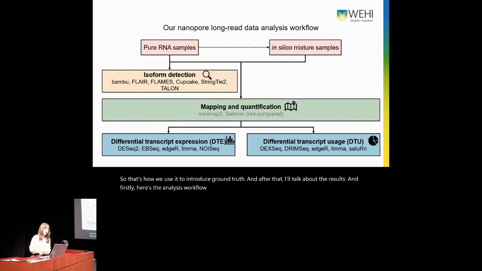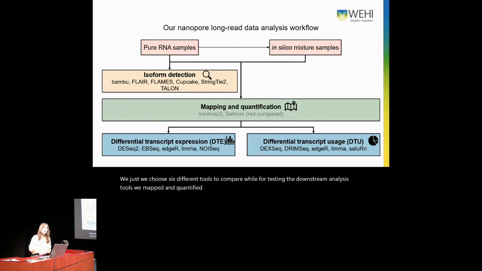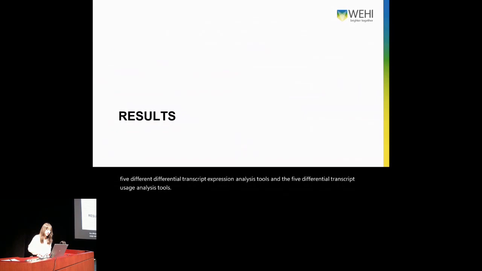For isoform detection tools, we just use the pure RNA samples, and we choose 6 different tools to compare. While for testing the downstream analysis tools, we mapped and quantified our reads using the reference transcriptome and some well-performed tools that we chose. Using these counts, we compared 5 different differential transcript expression analysis tools and 5 differential transcript usage analysis tools. And here are the analysis results.